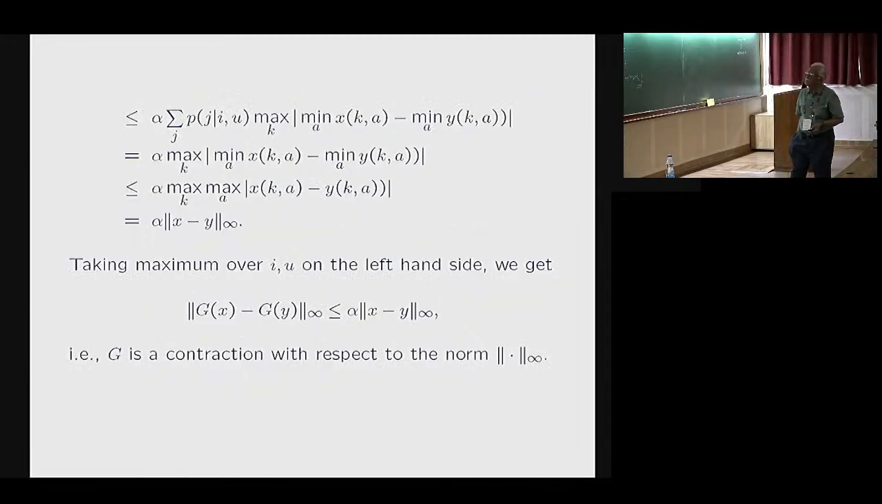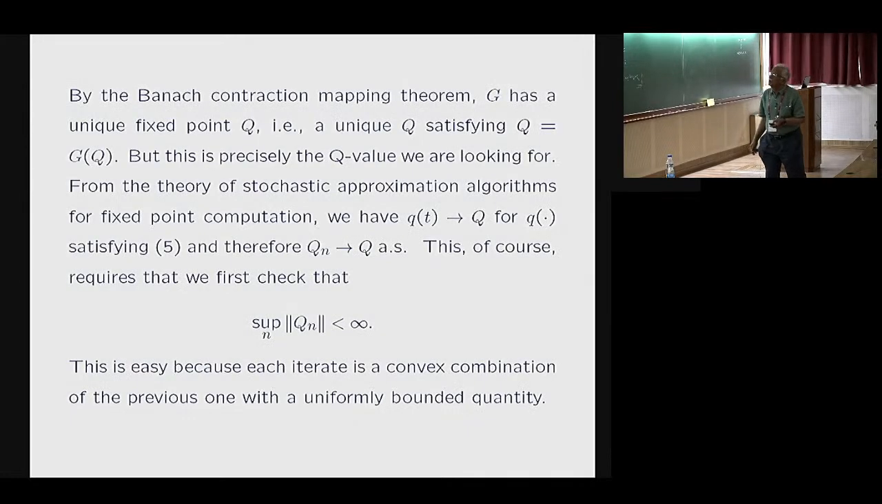You get a contraction, and I already pointed out that if your x dot equals f(x) minus x and f is a contraction, then it converges to the unique fixed point, and therefore the algorithm will converge almost surely. So by the contraction mapping theorem, G has a unique fixed point, which is the solution you actually want, the Q value you are looking for. So the ODE trajectory will converge to Q, and therefore the iterates will converge to Q almost surely.